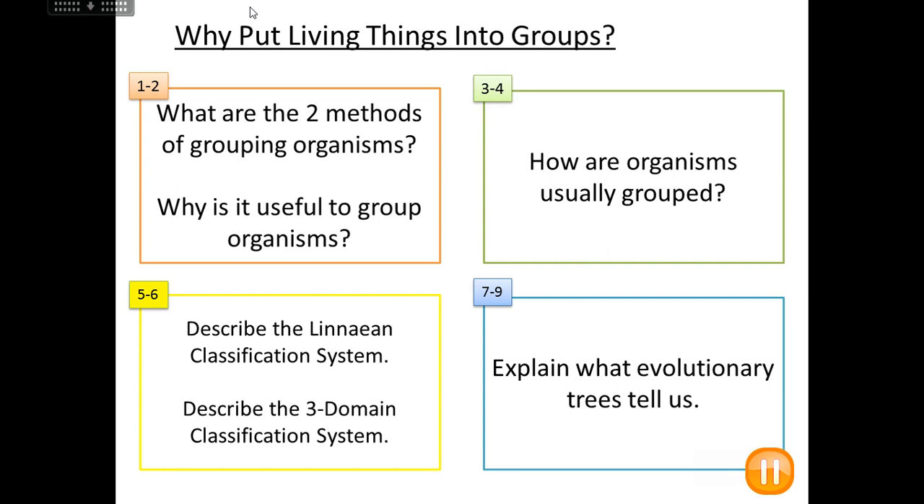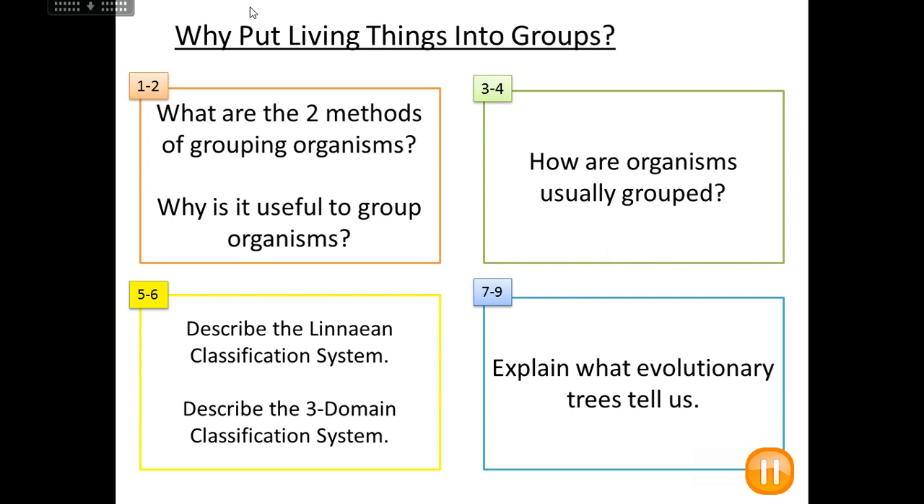For grades 3 to 4, how are organisms usually grouped? So what is it that we actually consider when we put organisms into these groups? For grades 5 and 6, can you describe the 2 systems? So what does the Linnaean system use? What does the 3-domain classification system use? And then for grades 7 to 9, can you explain what an evolutionary tree tells us?